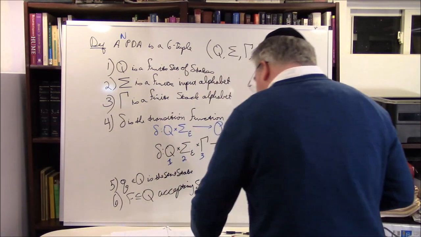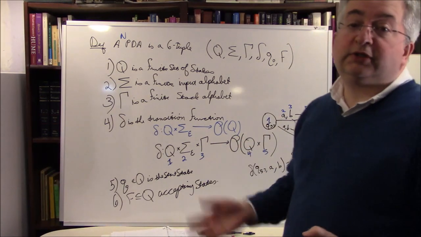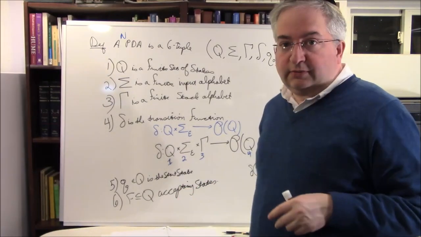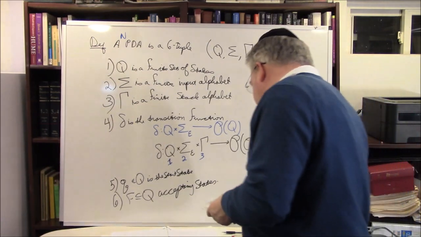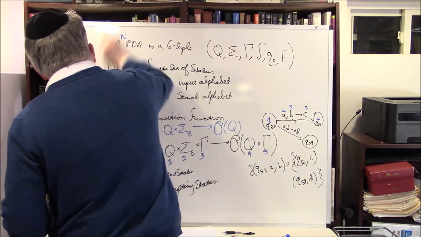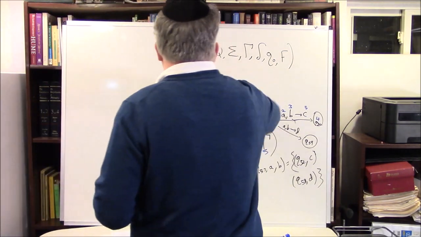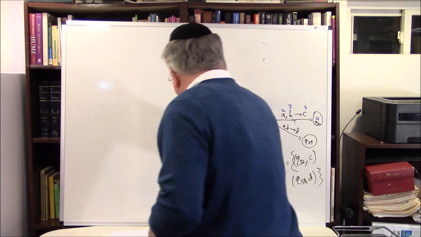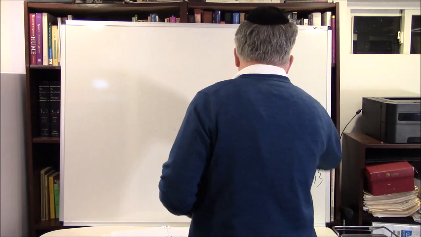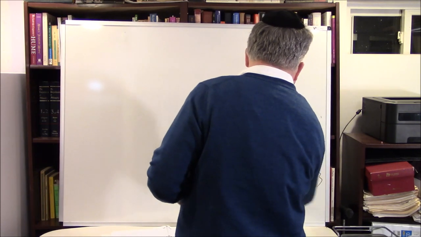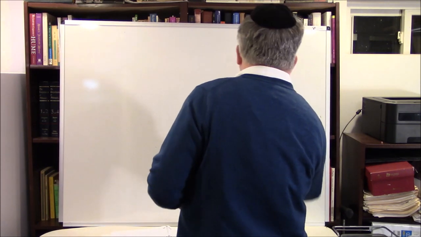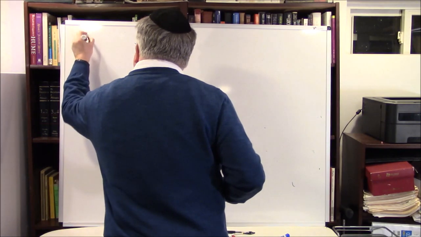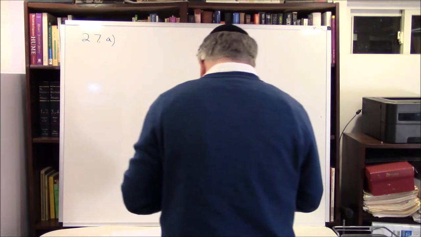The examples I want to do are from the homeworks. So you can stop, do the homework problems, and you'll see the answers right now. Okay, that's a very nice thing to do. So let's do the examples. Okay, great. In Sipser's book, this is exercise 2.7a.